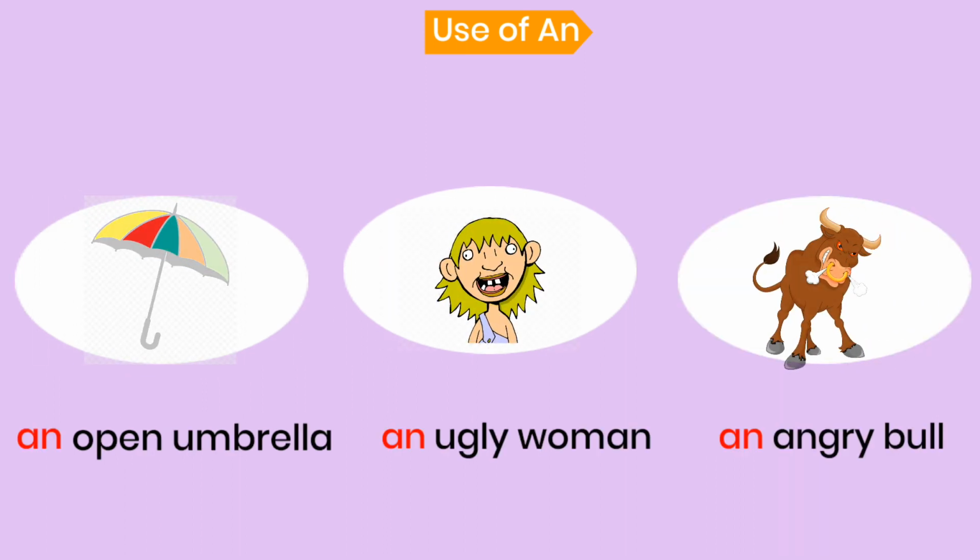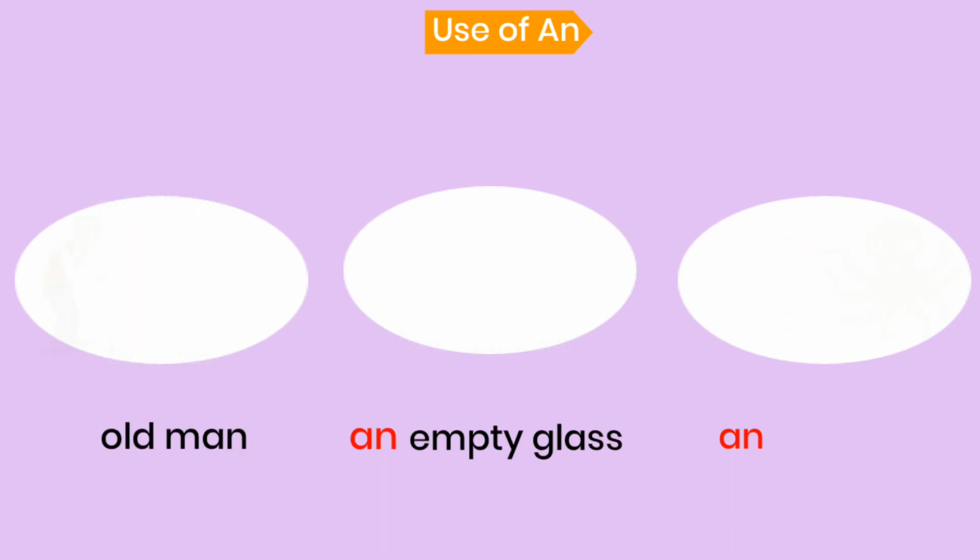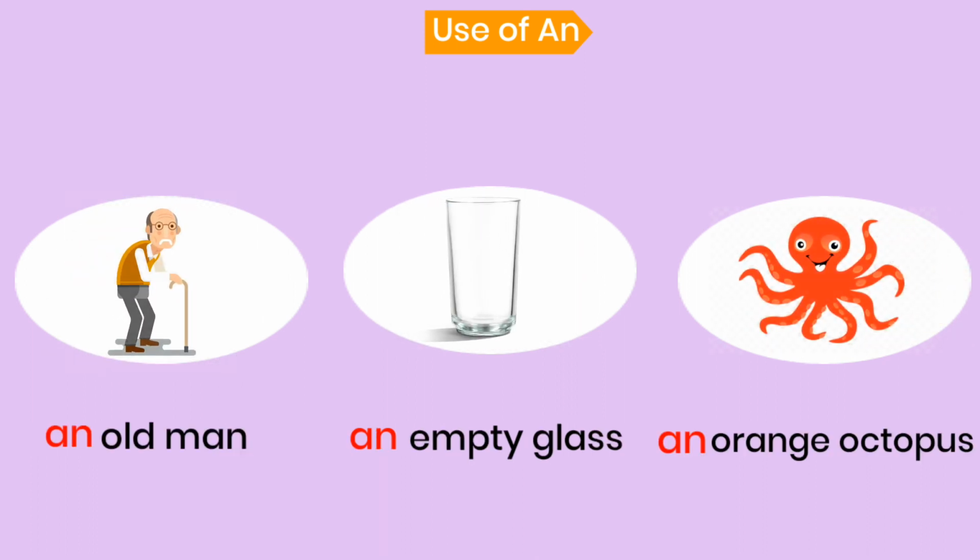An open umbrella, an ugly woman, an angry bull, an old man, an empty glass, an orange octopus.